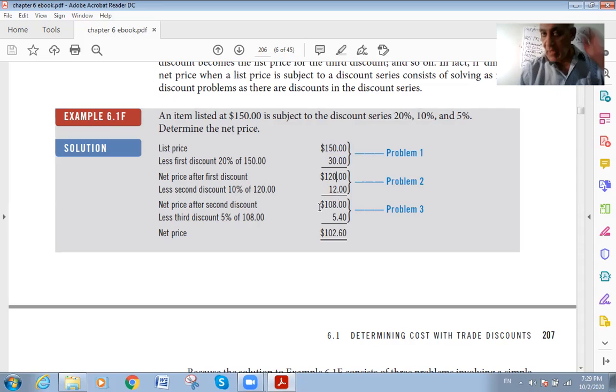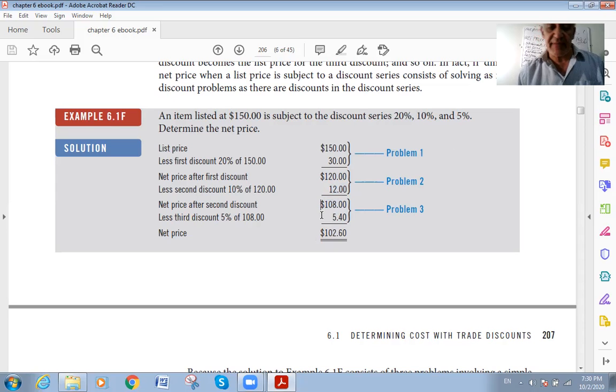When you go to the retailer, as an example, there is an extra discount of 10%. So the 120 would be multiplied by 10%, then the discount amount will be $12. So $120 minus $12 will give you $108. That's fine.